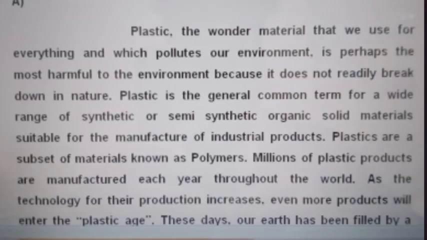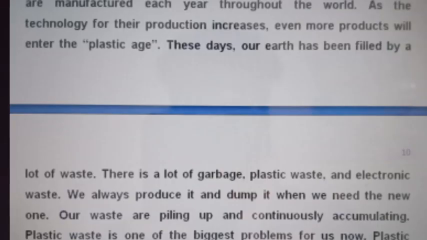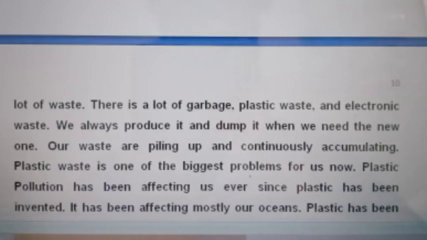These days, our earth has been filled by a lot of waste. There is a lot of garbage, plastic waste, and electronic waste. We always produce it and dump it when we need the new one. Our waste are piling up and continuously accumulating. Plastic waste is one of the biggest problems for us now.